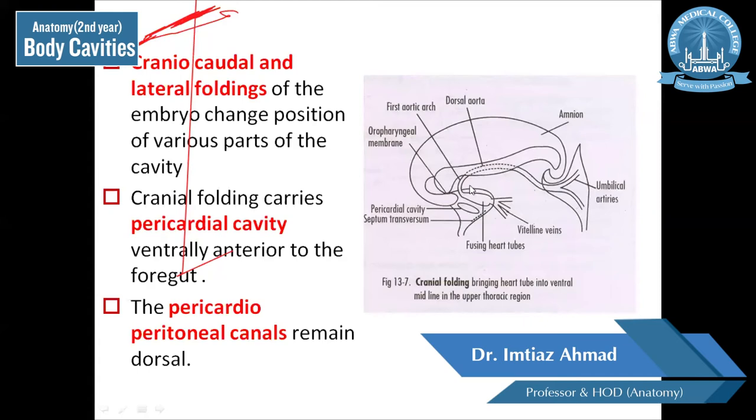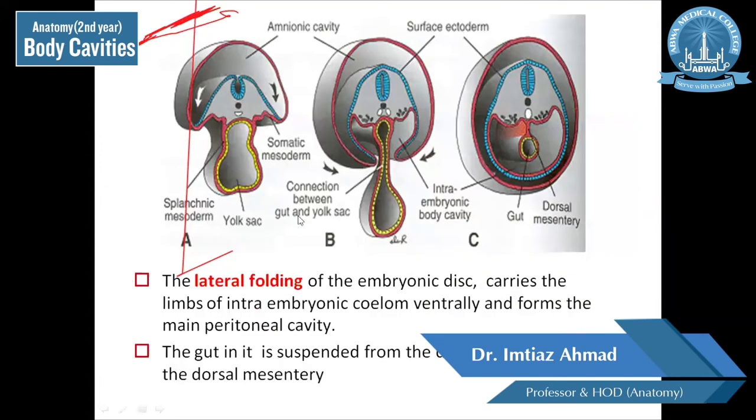And the communication of this cavity with the general cavity would form the pericardio-peritoneal canals, in which the cavity for the lungs, the pleural cavity would develop. Same, the lateral folding of the disc carries the limbs of the intraembryonic coelom ventrally and forms the main peritoneal cavity. The gut tube is separated from the dorsal abdominal wall by the dorsal mesentery. This one.